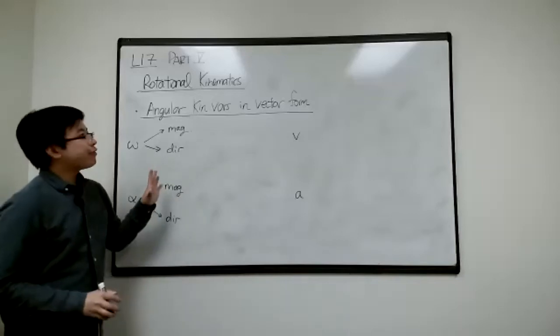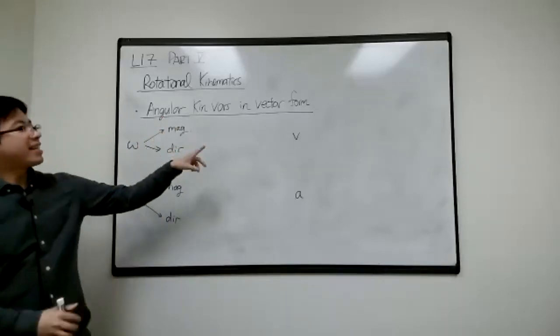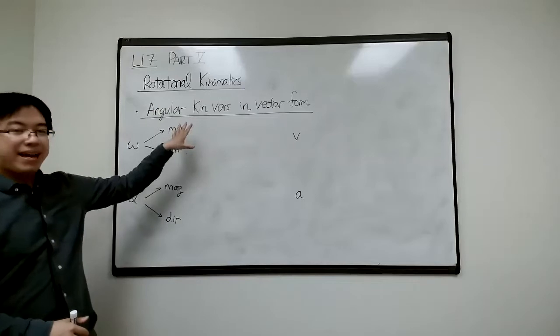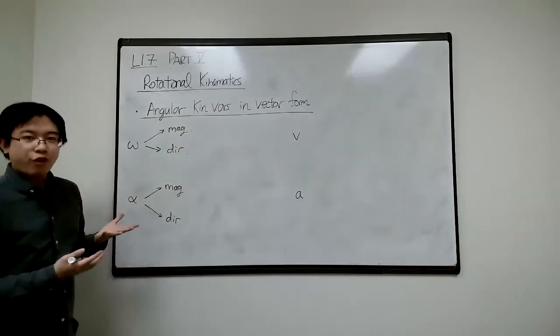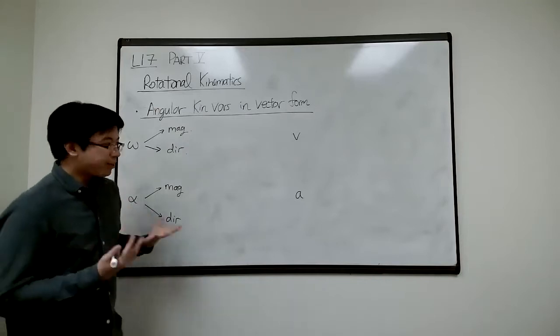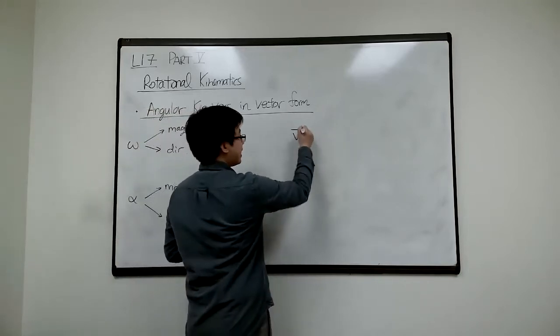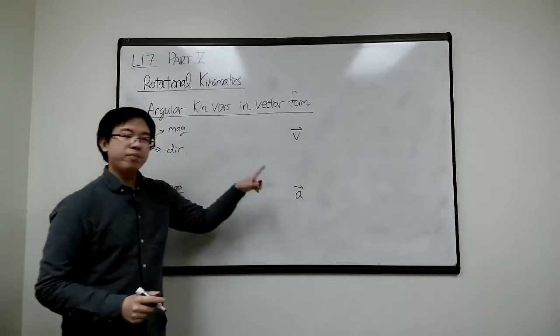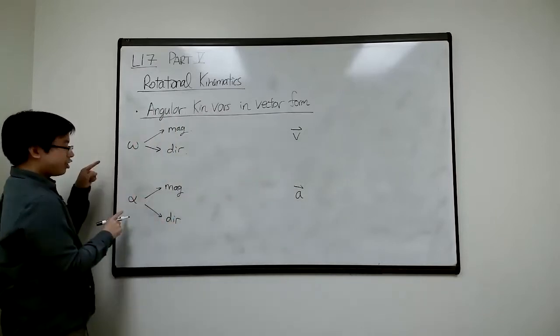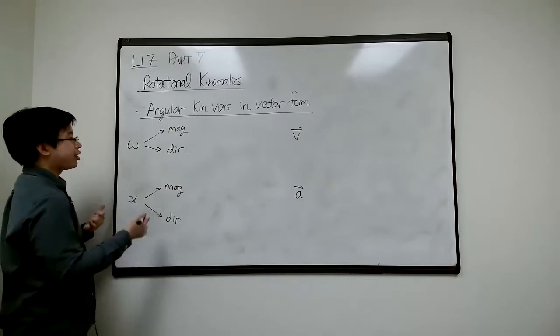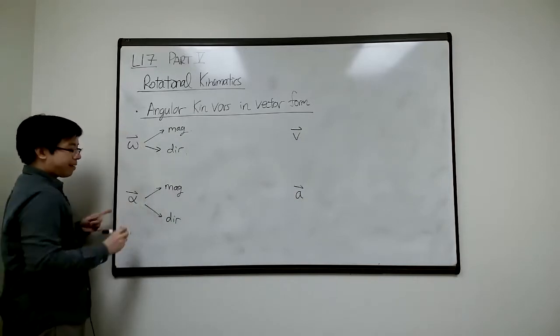So we'll start off to look at the angular kinematics variables, these guys, but now we promote them to vector form. So why do we even want to do that? It's because these guys were vectors, right? The linear kinematics variables were vectors. So these guys should also tell us something about the direction, right? So how do we make them a vector form?